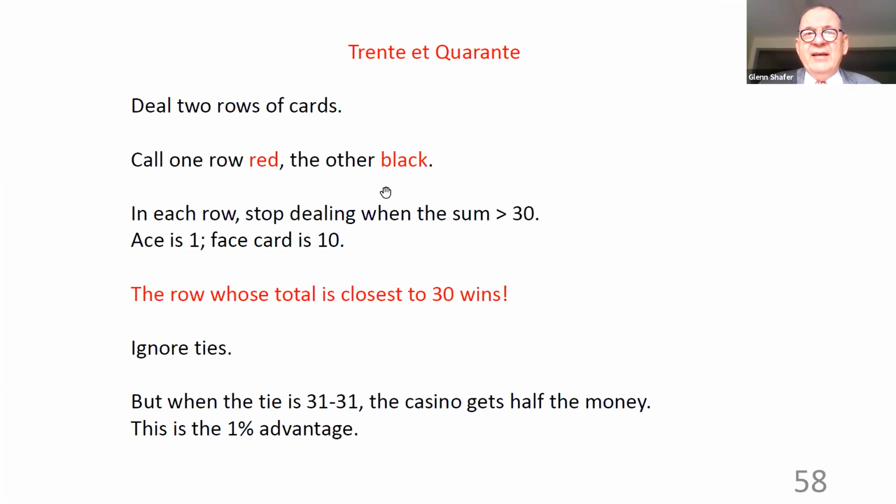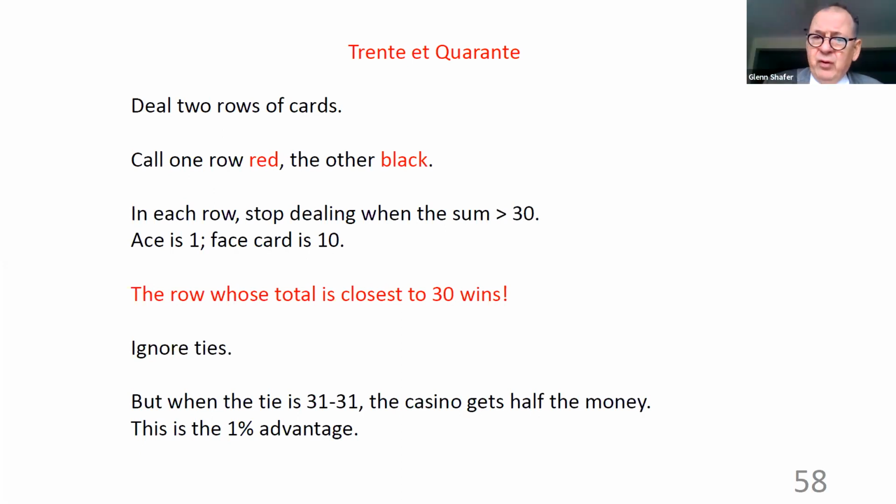One row is called red and the other is called black for no good reason, except the people wanted to bet on red or black. That's what they were accustomed to. So you call one row red and you call one row black. And in each row, you stop dealing when the sum is bigger than 30 on the faces. So you add up the faces of the cards. Ace counts as 1, the face cards count as 10. So if you get a king, queen, and jack in a row, that's already 30. One more card, no matter what it is, will put you over 30, so you stop.